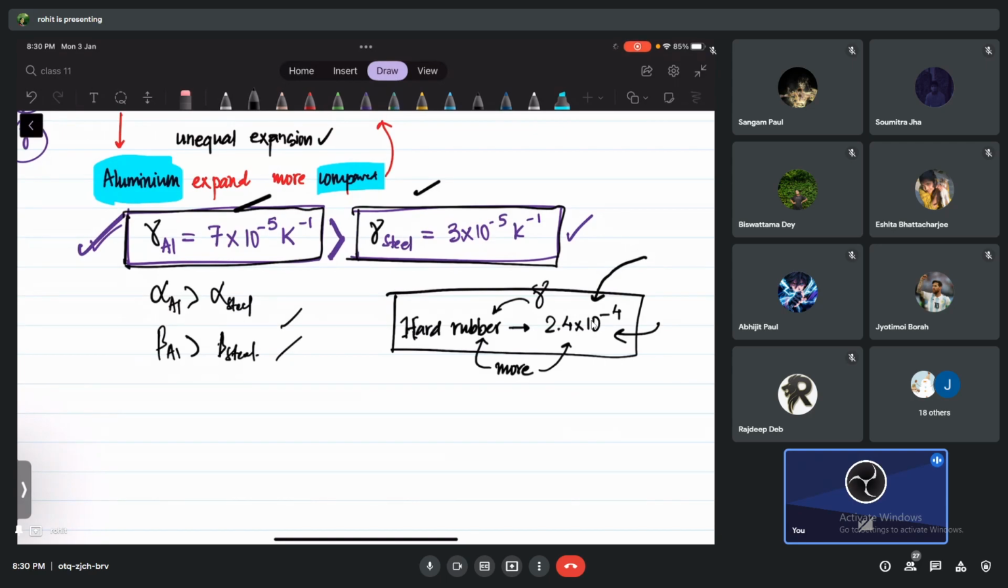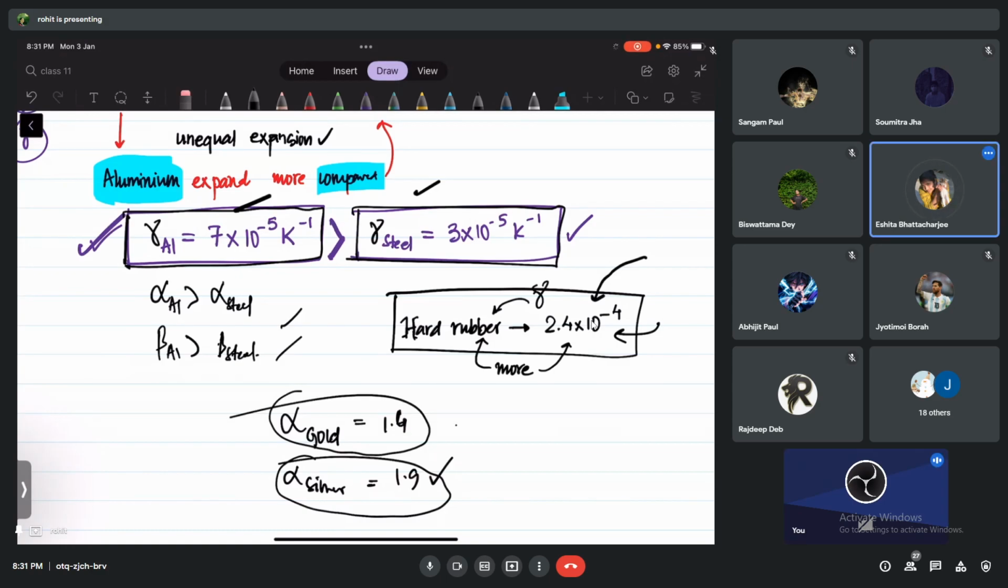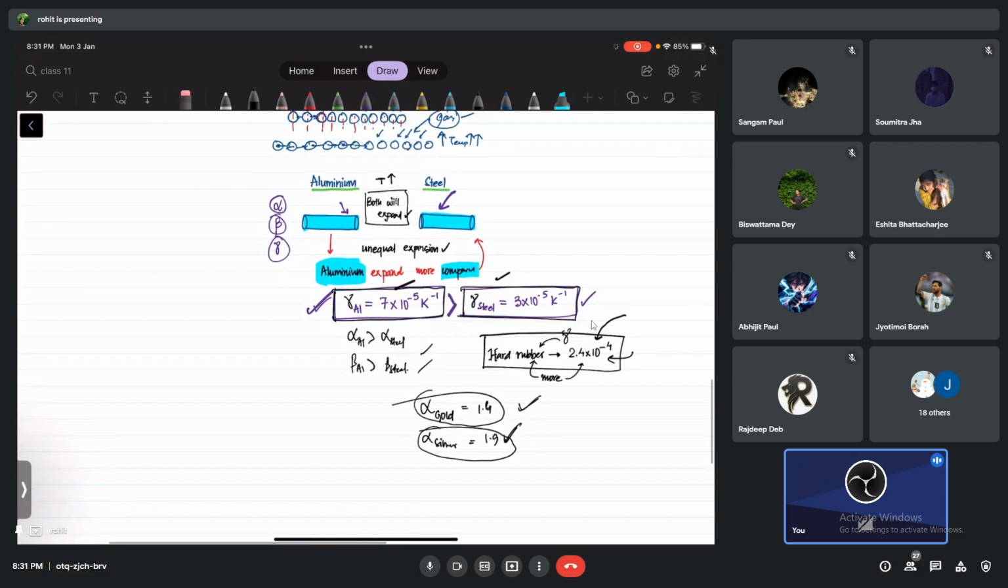What do you think, guys? Gold and silver, do they expand or not? Yes, sir. Okay, I'm going to write the values of alpha. Alpha for gold is around 1.4, and alpha for silver is around 1.9. So silver expands more. Silver expands more compared to what? Gold, when heated. So please remember this. It's a very nice concept.